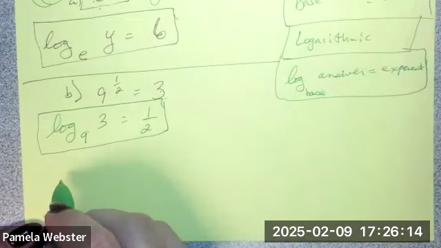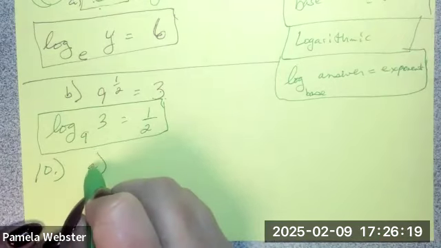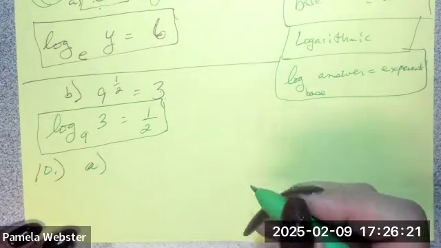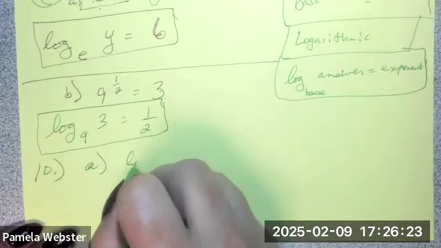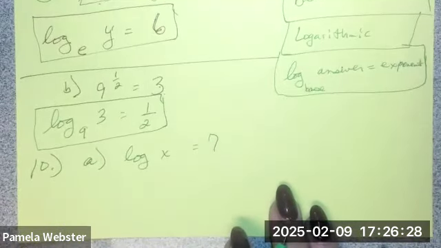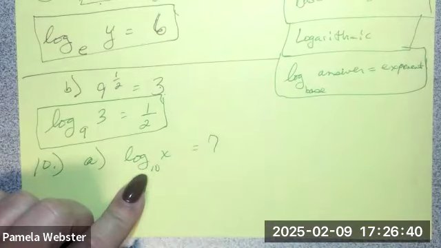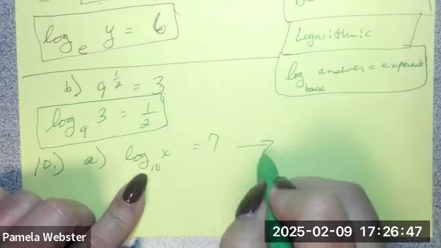Okay, number 10 is also two parts, and it says rewrite in exponential form, express in exponential form, and we've got log of x equals 7. Now, be careful just for a second because this doesn't have a base on it, right? There's nothing down there. And we know if there's no base written down there, then what we're talking about here is the common log. Okay, so it's always a 10, right? Because we're in a base 10 world.